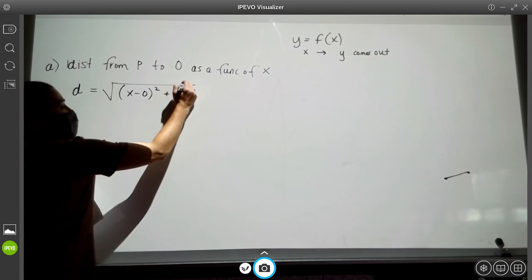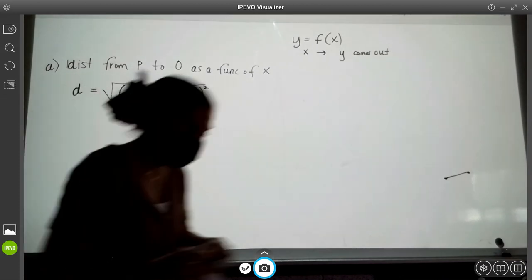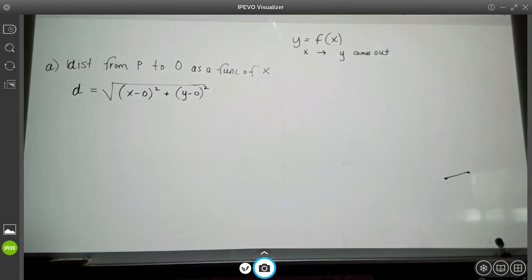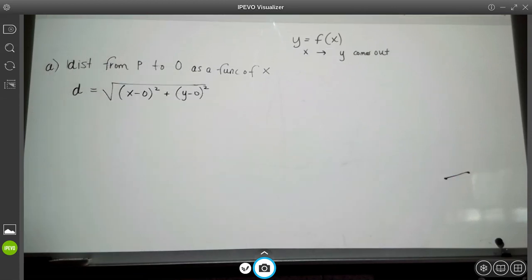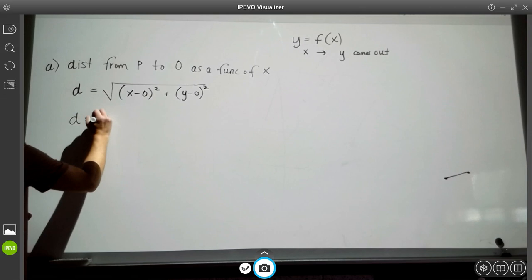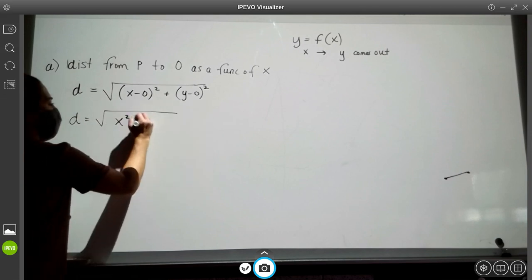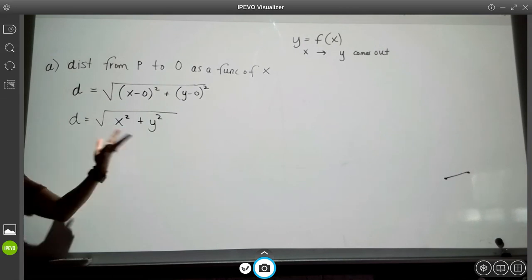All right, plus, now the distance from P to O would be (y subtract 0), right? Just want to make sure I'm with everybody. This point right here would be (x subtract 0) squared, and then (y subtract 0) squared. Everybody okay with that here? Yes? All right. I just get worried that I lose people. Okay, so now let's clean that up. The distance between P and O is the square root of x squared plus y squared. Everybody good?